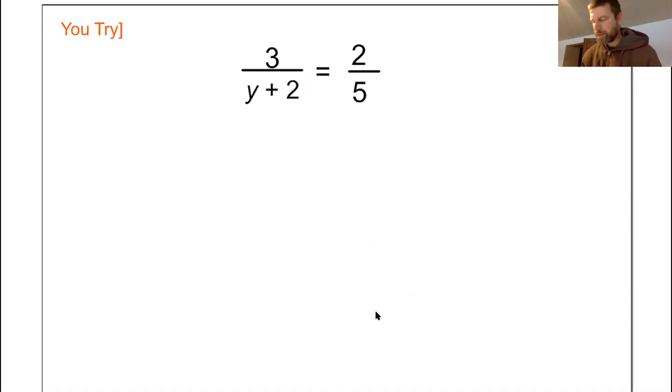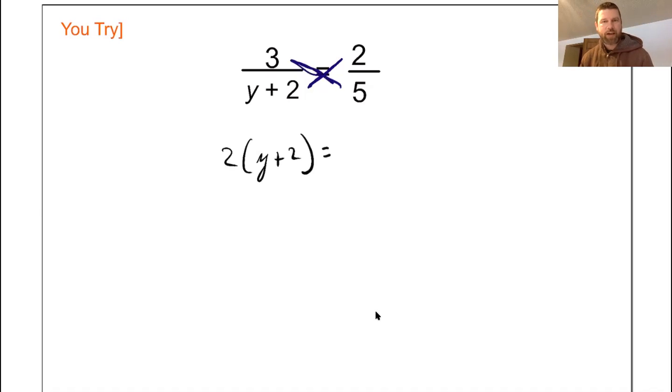I've got a few more responses back. We're going to go ahead and solve this one, and then we'll be done with our lesson. So to solve this, we do some cross multiplying. 2 times y plus 2. I could do that in my head, but I'm just going to write it out. 2 times y plus 2, using those parentheses. On the right side, 5 times 3. That I can do in my head. 5 times 3 is 15.